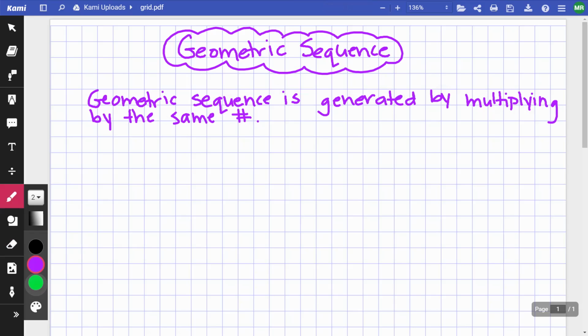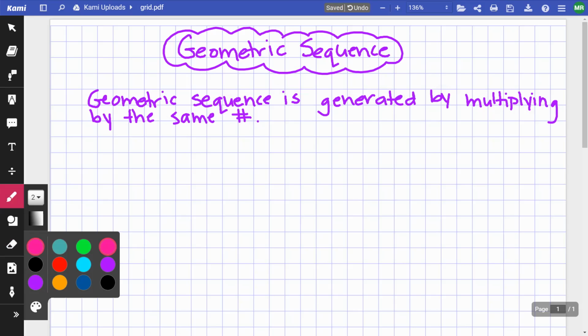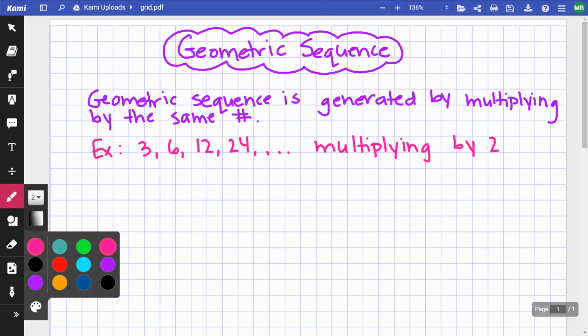I'm going to go over two examples. One example would be 3, 6, 12, 24, and so on. In this example, we are multiplying by 2. And that multiplying by 2 is our common ratio, which is r, and our r is 2.